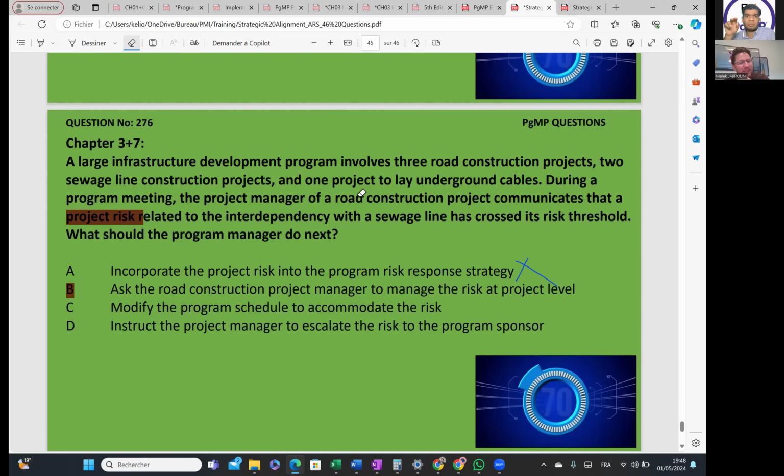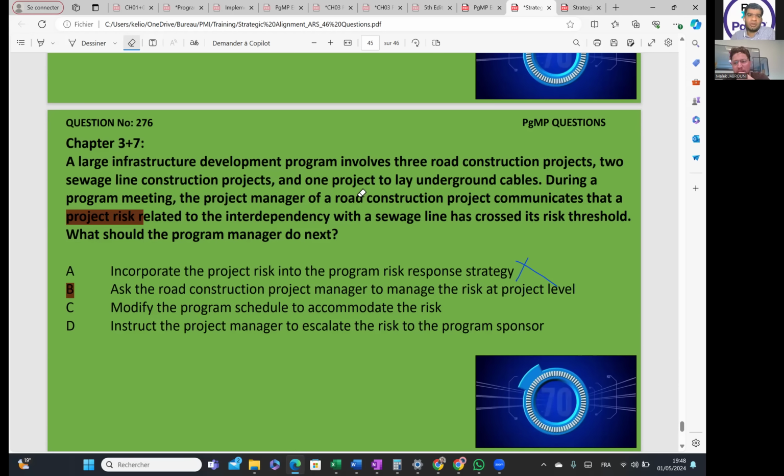because okay, there's dependency, but I didn't understand that it was a program risk, because there is dependency, but the risk is not global. I didn't understand it this way. So the right answer was to incorporate the project risk into the program. One thing: is project one allowed to communicate directly with project two, or does he have to go over the program? They will go through me, the program manager.